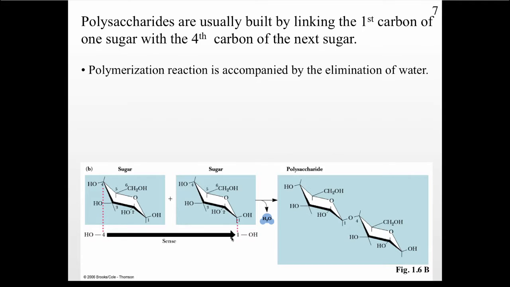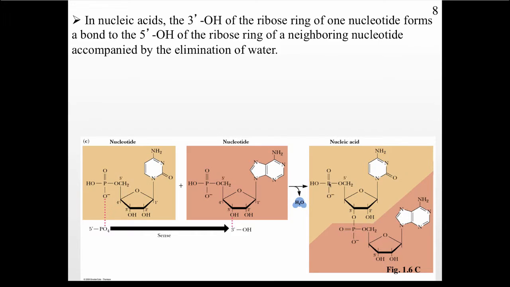Polysaccharides are usually built by linking the first carbon of one sugar with the 4th carbon of the next sugar. And so this polymerization reaction is accompanied by the elimination of water to form a polysaccharide. For nucleic acids, a hydroxyl group on the 3' carbon of the ribose ring of one nucleotide forms a bond to a hydroxyl group on the 5' carbon of the ribose ring of a neighboring nucleotide, accompanied by the elimination of water to form nucleic acids.